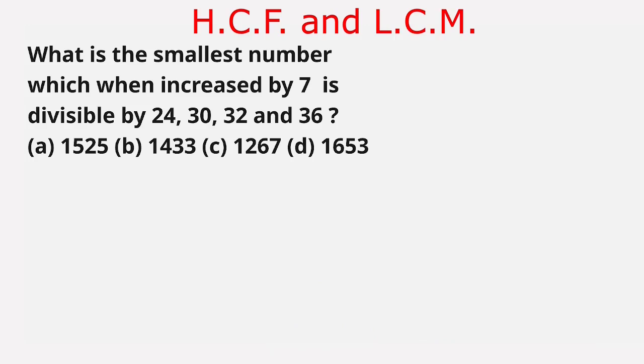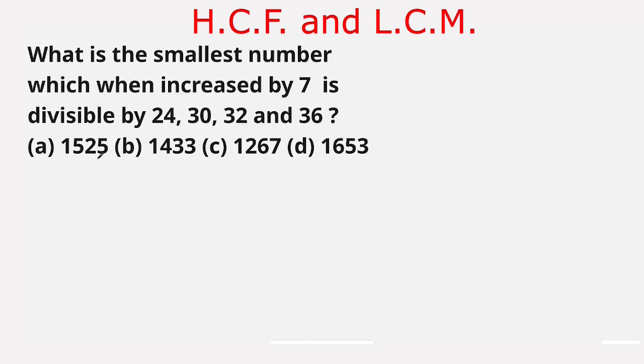First I will explain how to solve this question from the given options. The given numbers are 24, 30, 32 and 36. Here 36 is divisible by 9. It means that in the given options, if we add 7 to the option and divide that number by 9, and if it divides, that might be our answer.